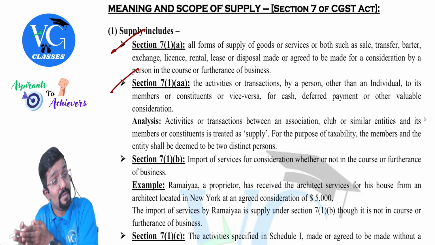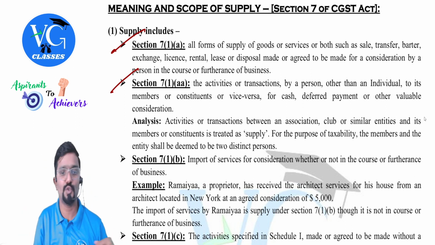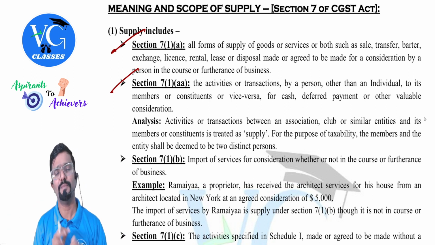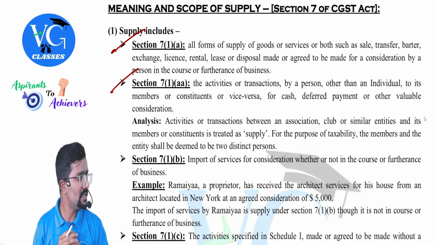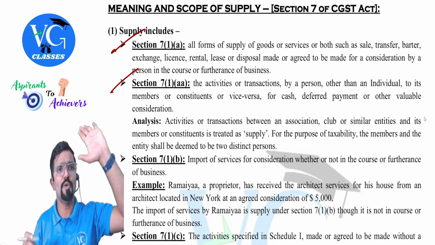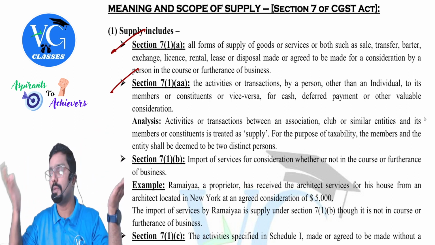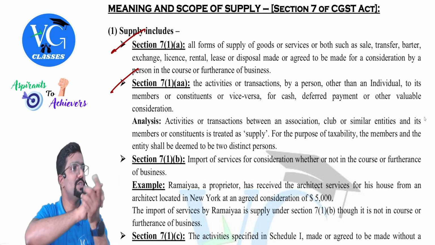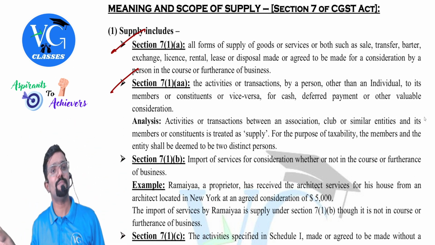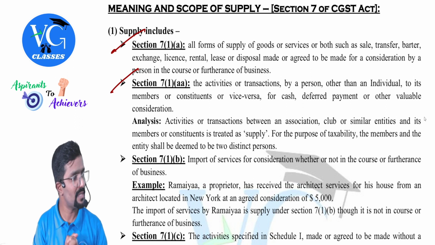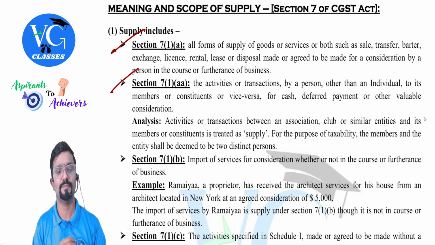Vice versa means members giving to the club or association for a cash or deferred payment or other valuable consideration. Consideration has to be there. Hope you understand, guys. Services are going either from association to members or members to association. And what is coming from the other person? Consideration. So is it a supply? Yes, both ways is covered.